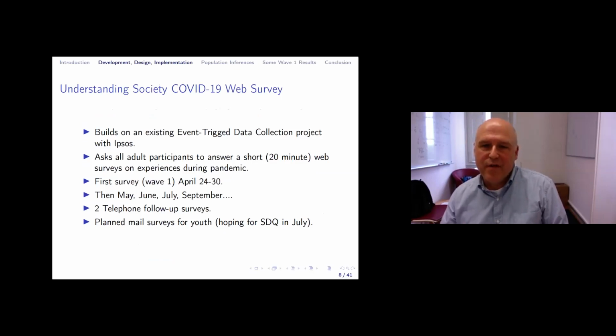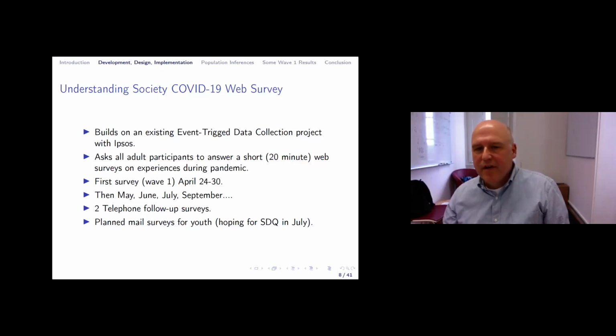So now turning to the COVID-19 web survey, this builds on an existing event-triggered data collection project that we had with Ipsos. So we had the idea that we could check in by mobile or email with our participants on a regular basis to see if any idiosyncratic life events had occurred to them: job loss, pregnancy, change of household composition. And if they affirmed that such a thing had happened, we could follow up with a web survey. So we'd worked out the logistics of checking in with people and of inviting people to web surveys, and we were in the midst of that project when the pandemic came along.